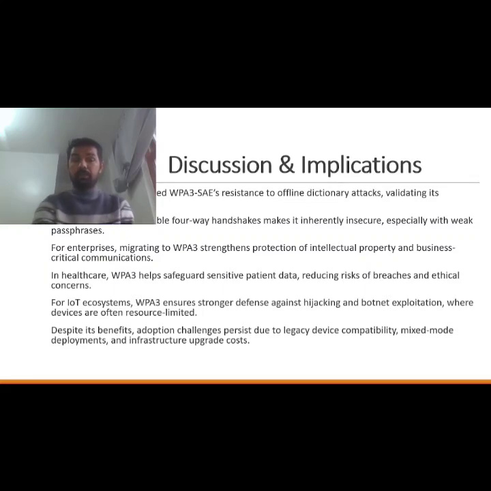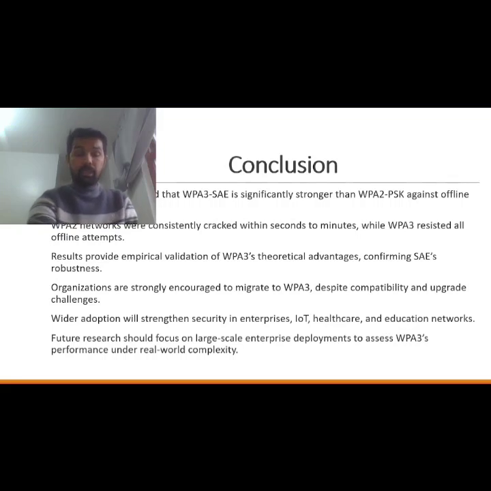Discussion and implication. Findings confirm SAE's effectiveness in protecting against dictionary attacks. This has real-world significance for enterprise, healthcare, and IoT systems that depend on secure wireless connectivity. Conclusion: WPA3 is significantly stronger than WPA2. As demonstrated through experimental testing, organizations should prioritize migration to WPA3 despite the challenges.